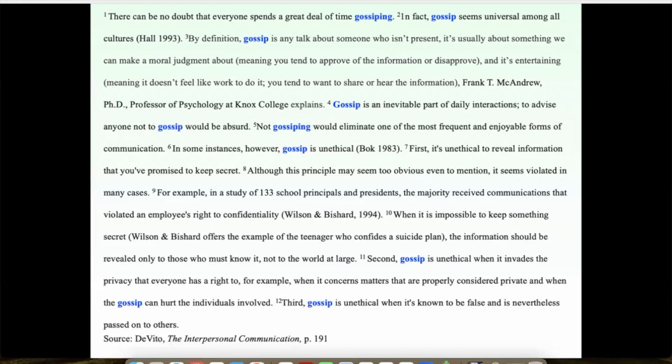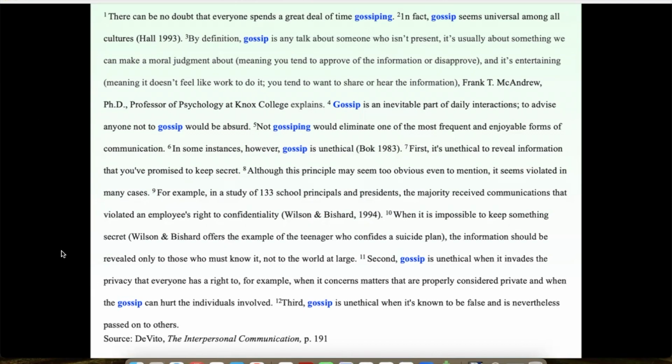Frank T. McAndrew, PhD, professor of psychology at Knox College, explains, gossip is an inevitable part of daily interactions. To advise anyone not to gossip would be absurd. Not gossiping would eliminate one of the most frequent and enjoyable forms of communication. In some instances, however, gossip is unethical.